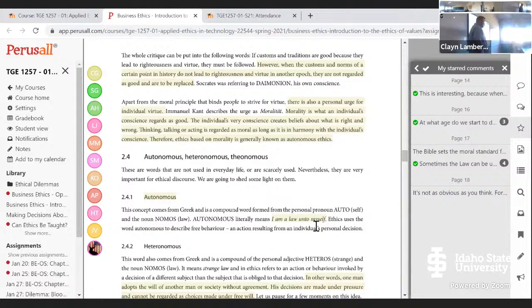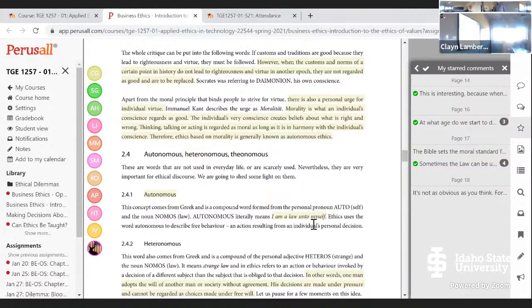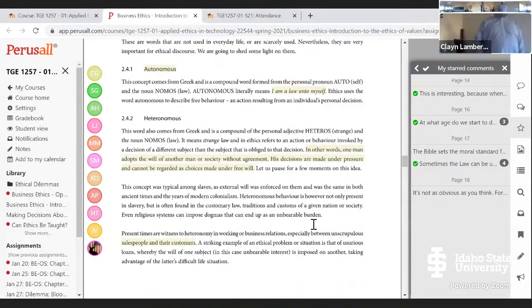Kids tend to live under autonomous law. I do what I want. That works when they're about 2 or 3, right? Okay. Then we move into heteronymous, which means what? The law of the stranger. What does that mean?